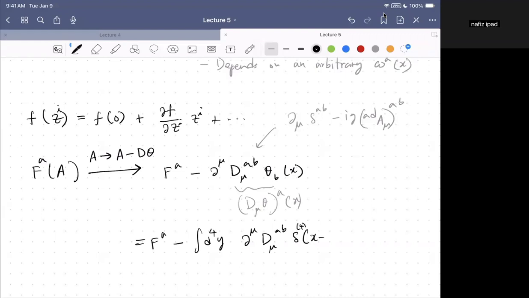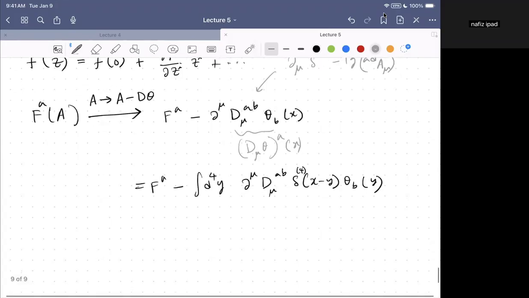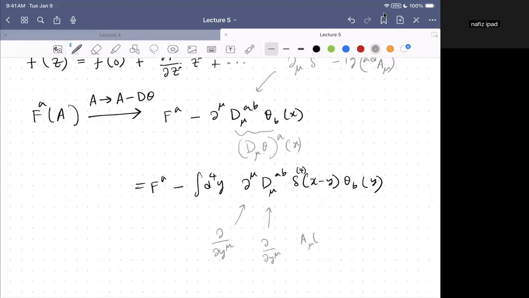Then a four-dimensional delta function. Okay. And here, by partial derivative, I mean partial derivative with respect to y. And also inside this covariant derivative, I have partial derivative with respect to y, and I also have the connection or the gauge field evaluated at y. So everything is y here.